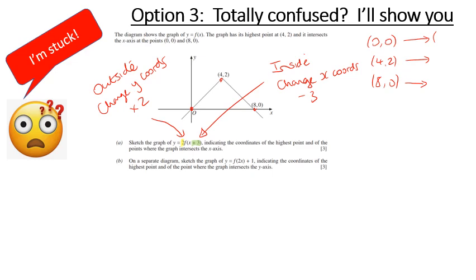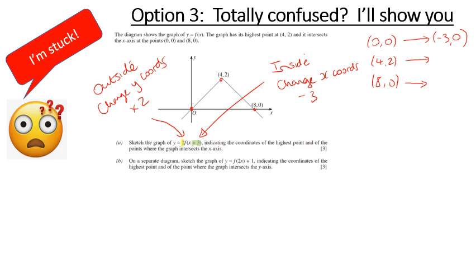So I know that I'm going to take 3 off the x coordinates, so 0 take away 3 is -3. And I also know that I'm going to times the y coordinates by 2. 0 times 2 is 0. So in my new diagram, that point is going to have moved to -3, 0.